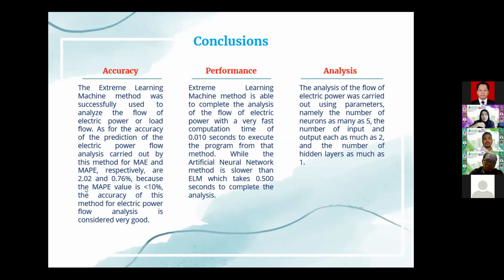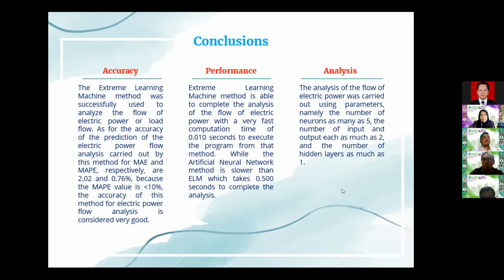The result is 2.02 and 0.76%. Because the MAPE value is less than 10%, the accuracy of the method is good. About the ANN, it is bigger than 10%.